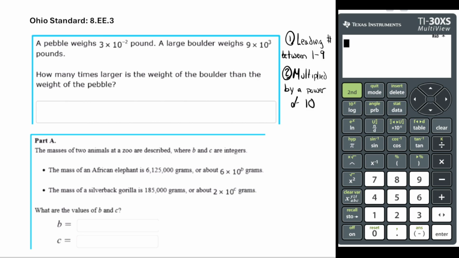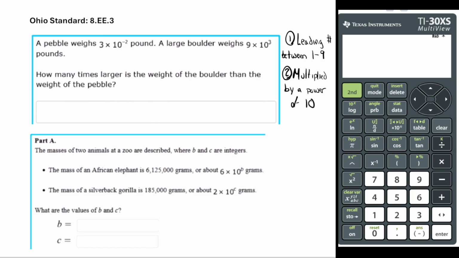Starting with number 1. A pebble weighs 3 times 10 to the negative 2 pounds. A large boulder weighs 9 times 10 to the 3 pounds. How many times larger is the weight of the boulder than the weight of the pebble? So you have to think about order, okay? Whenever you're asking how many times larger is something, you're always going to go division. And you always want to put whatever they list first in your numerator.